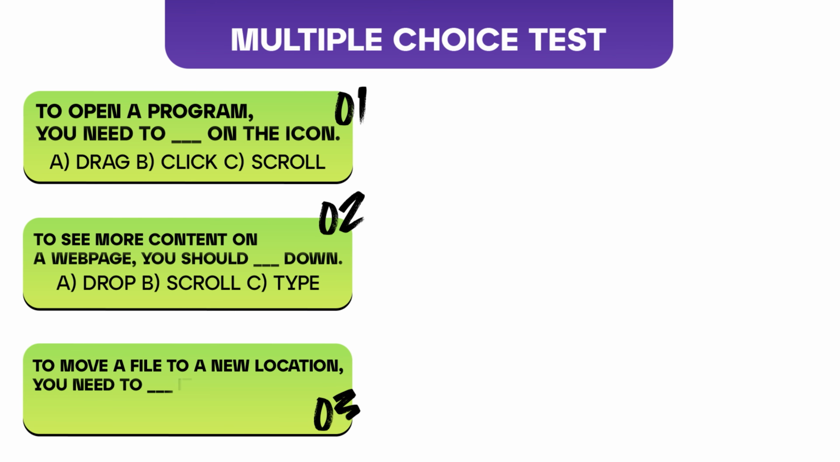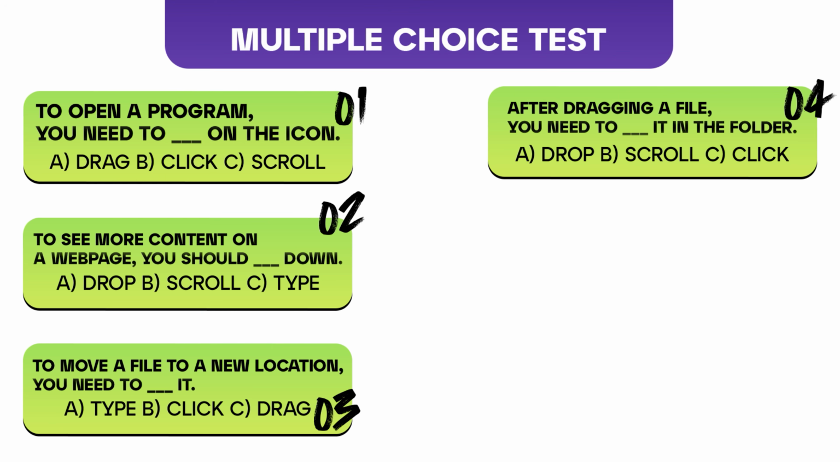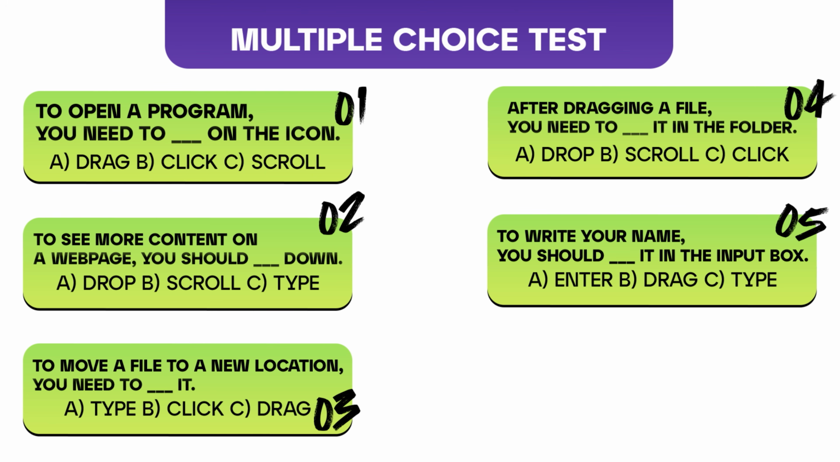To move a file to a new location, you need to blank it. A. Type. B. Click. C. Drag. After dragging a file, you need to blank it in the folder. A. Drop. B. Scroll. C. Click.